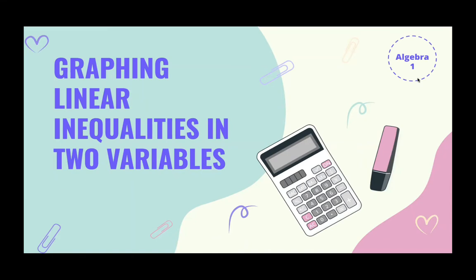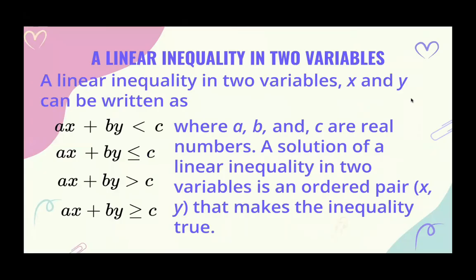Today we'll be finishing up Chapter 3 with Lesson 3.5 on graphing linear inequalities in two variables. A linear inequality in two variables, which will be x and y, can be written as follows. Either ax plus by is less than, or you can also do less than or equal to c, and then we have ax plus by is greater than c, and you can also do greater than or equal to c. This applies where a, b, and c are all real numbers.